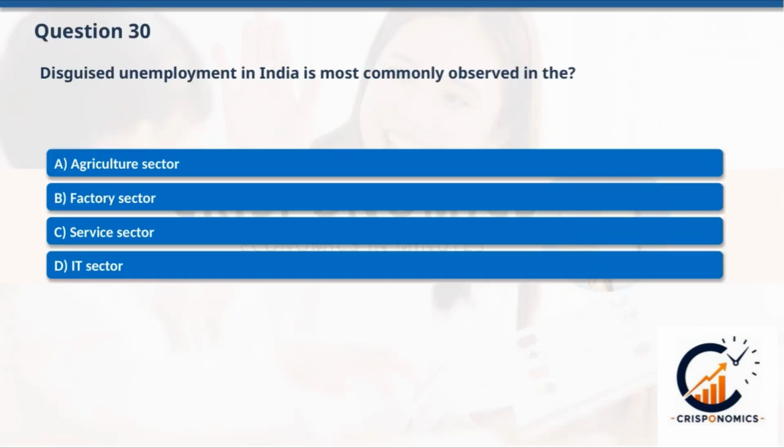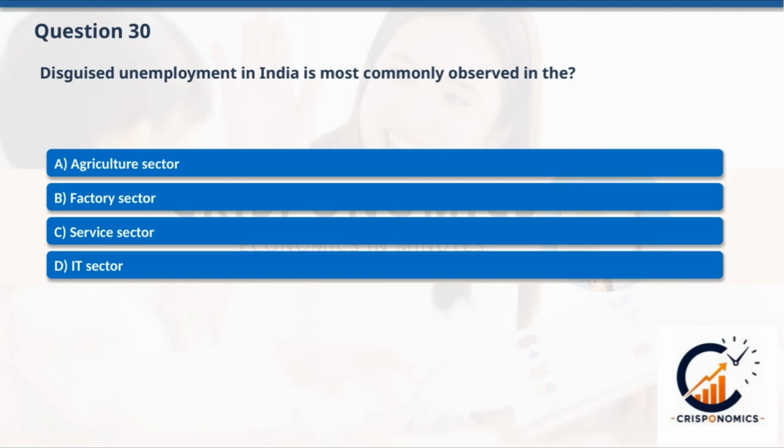Let's talk about disguised unemployment in India, where it's most commonly seen. The question breaks the economy into 4 sectors: agriculture, factory, service, and IT. Now, disguised unemployment happens when more people are working than actually needed, often without it showing up in official stats. This is especially common in the agriculture sector, where many people work on farms but productivity per worker is low.